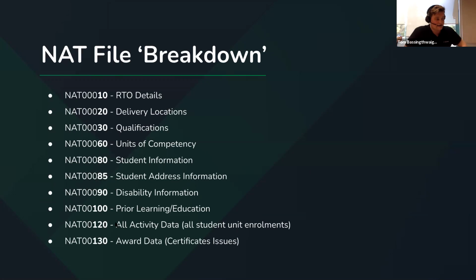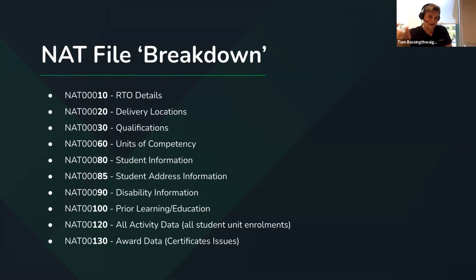Now, the NAT 120 is going to be the biggest file in your AVETMISS report. This has all the activity data. And what that essentially means is if I, as a student, am enrolled in 1 unit of competency, that's 1 activity. If I, as a student, am enrolled in 10 units of competency, that's 10 activities. So you see every single activity that every single student within your reporting parameters is enrolled into.